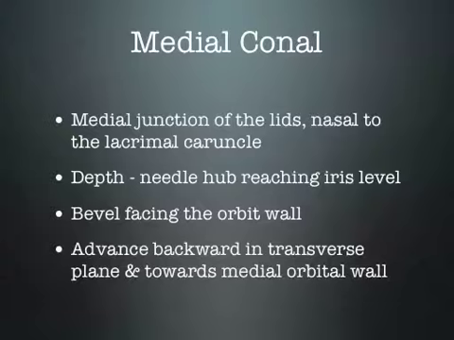One important structure here is the wall of the ethmoid sinus, which is very thin, paper thin, so we should guard against entering into that sinus. And we advance backward in the transverse plane and towards the medial orbital wall. We keep away from the globe. But at the same time, we've got to be careful not to traumatize the ethmoid sinus.